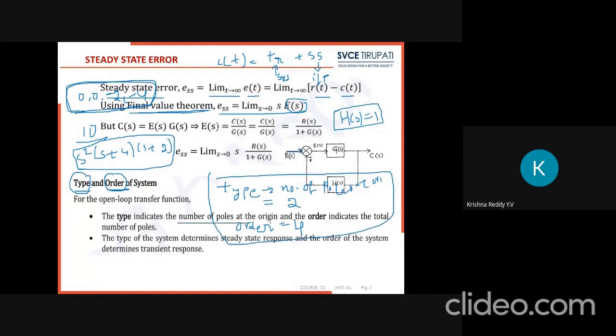Type indicates the number of poles at the origin, and order indicates the total number of poles or the highest power of s. The type of the system determines the steady state response and the order of the system represents the transient response.